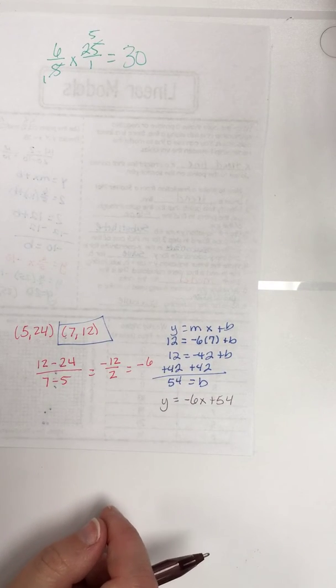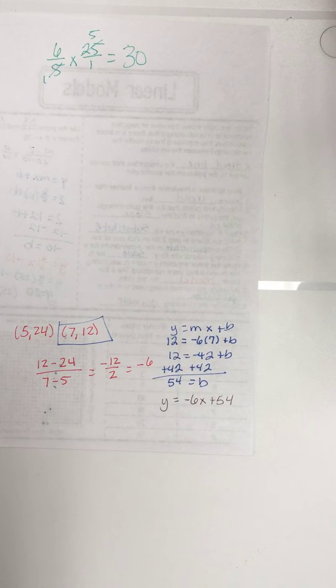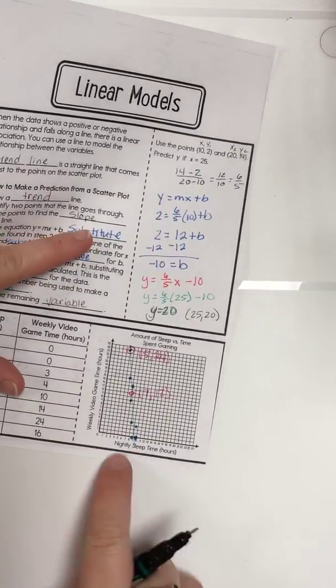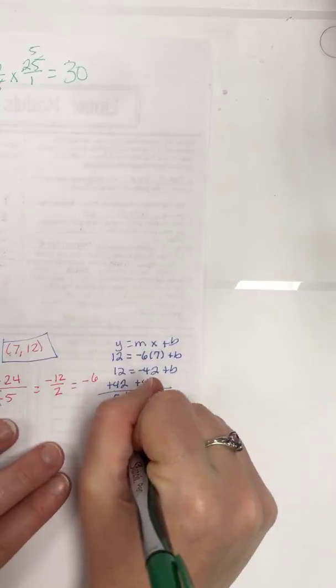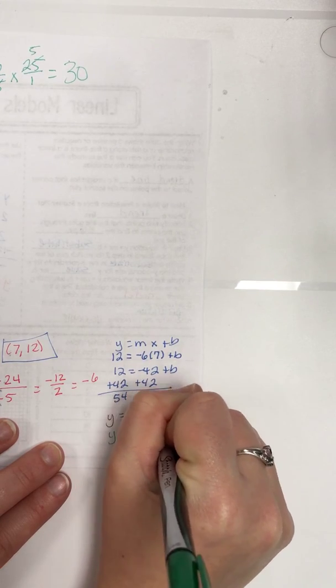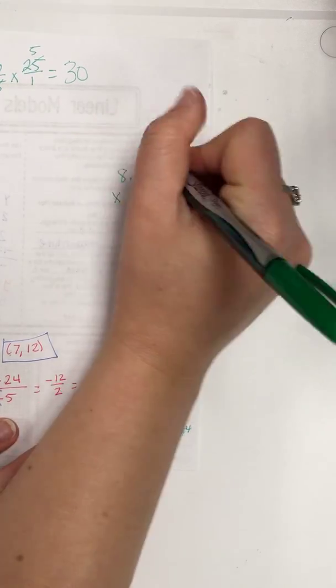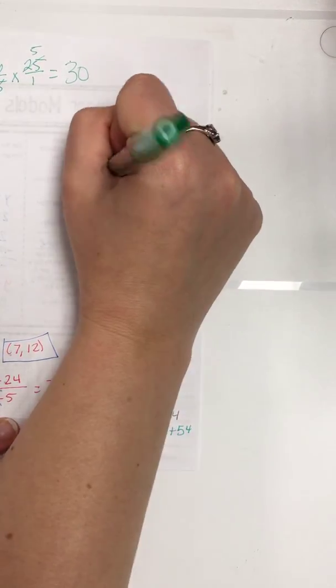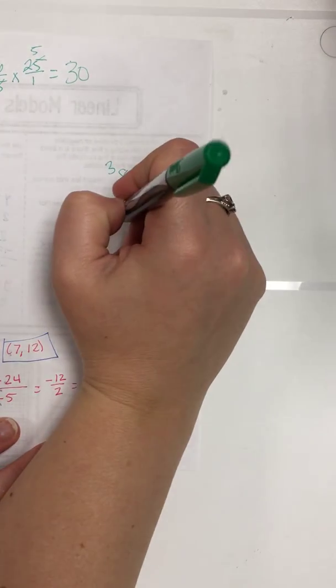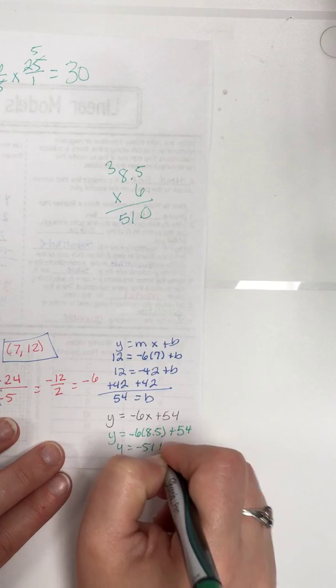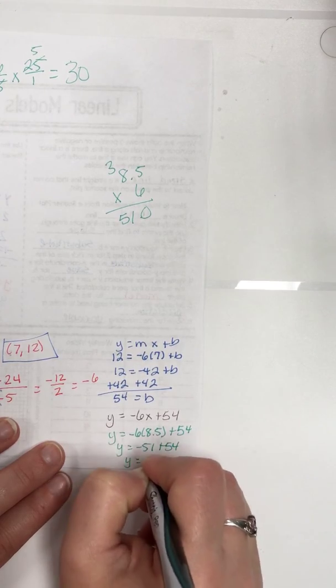Now, do you remember our prediction? How many hours of video games would he play if he slept for 8.5 hours a night? And so the 8.5 is getting plugged in for what? Which one was number of hours of sleep? That was my x. So it's getting plugged in for my x. Okay, so 8.5 times negative 6 is negative 51. Negative 51 plus 54 is going to give me a positive 3.